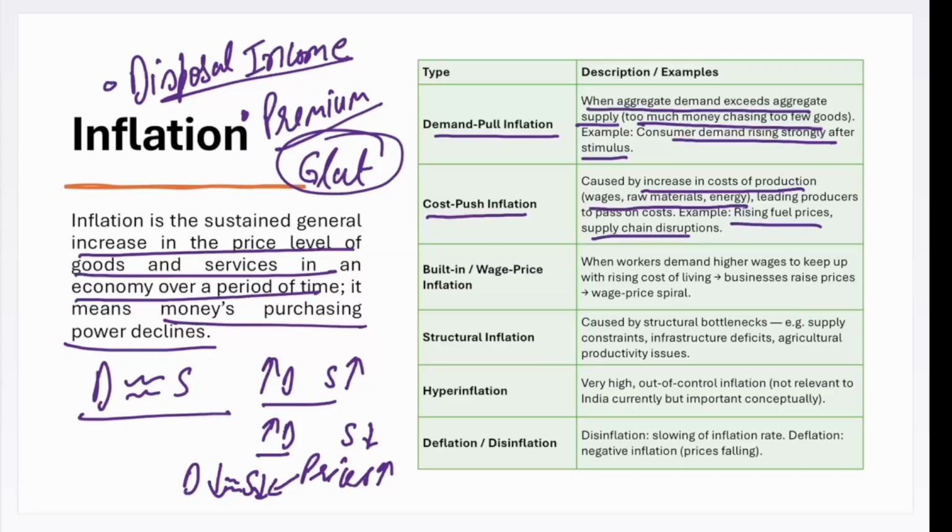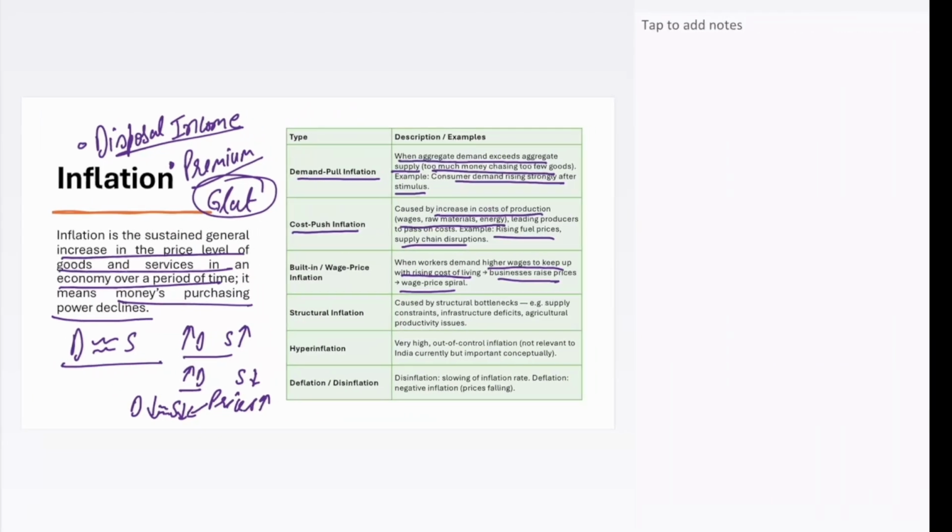Then there can be wage price inflation also. When workers demand higher wages because they also want better incomes, wages are one of the components as an input. So when wages go higher, the overall cost required to produce a set of goods goes up. When overall cost goes up, it increases what we call inflation. When workers demand higher wages to keep up with the rising cost, businesses raise prices, and a wage spiral happens. So what is a wage spiral? Let's understand this also. It will be a very good concept if we are able to understand this.